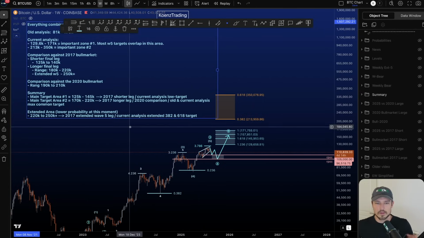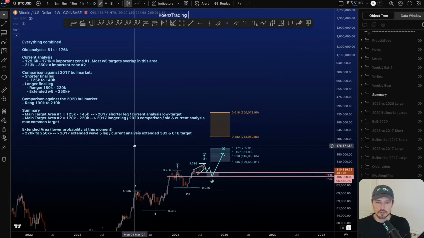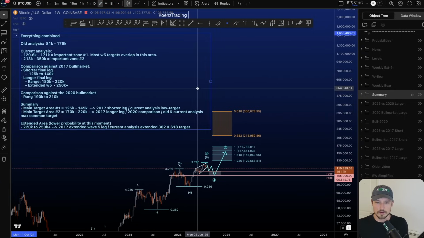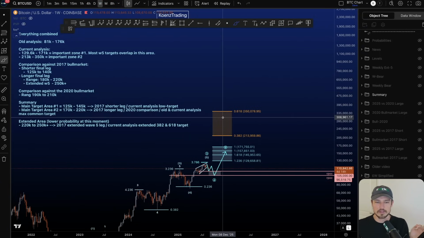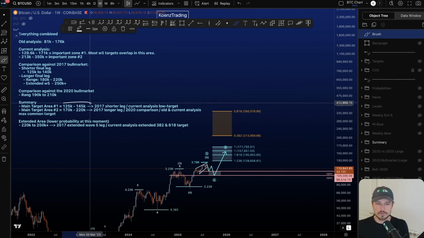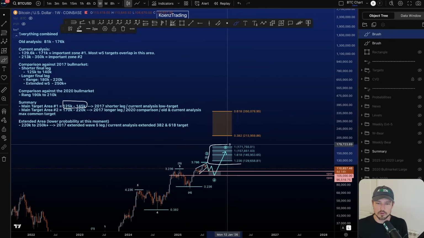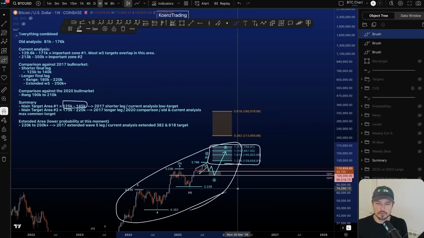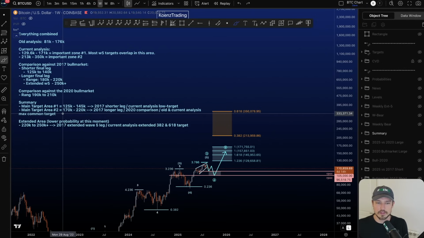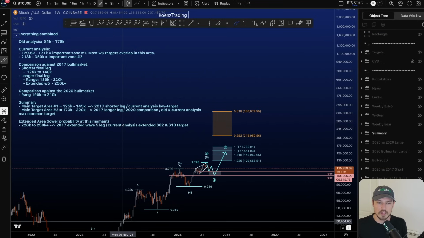Okay, so this is pretty much the conclusion of the video. And to summarize, your main target area is first 125 to 145, or maybe a little bit smaller, 130 to 145. Very important. We'll be aware. We'll check it. It also fits with the common target area in here, right, of the analysis of the current bull market. And then we have the second main target area being 170 to 220K.